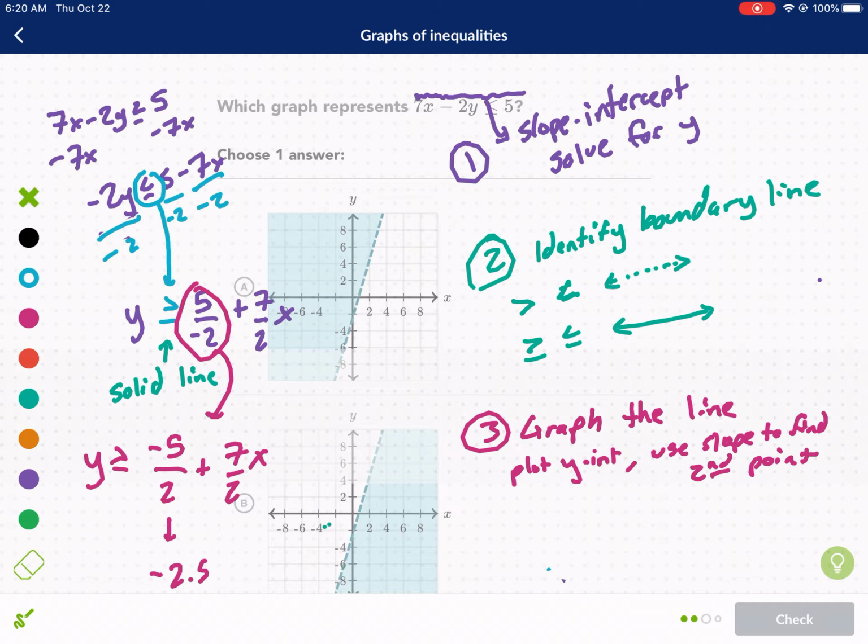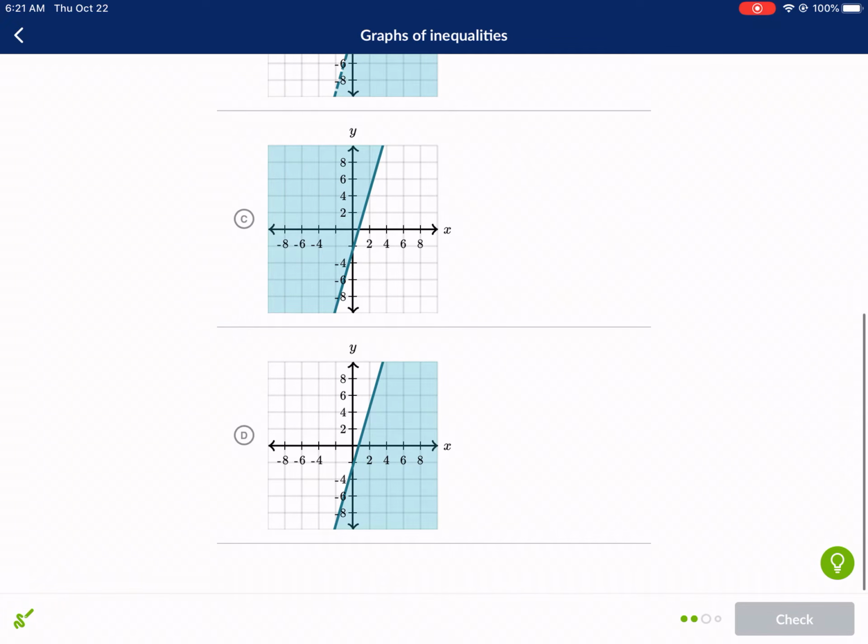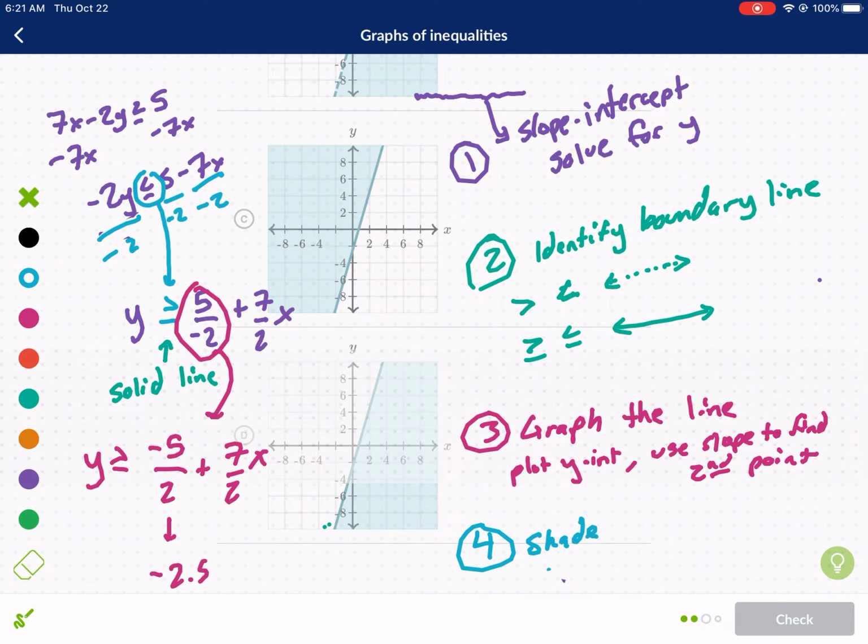So let's go ahead and use blue. That's kind of like our last color we haven't used. So we are going to shade. Now, how are we going to shade? Well, we're not going to throw shade, okay? We're just going to shade either above or below the line. Look at C, okay, and D. See the difference. One is shaded below, one is shaded above, so how do you know which way to go?